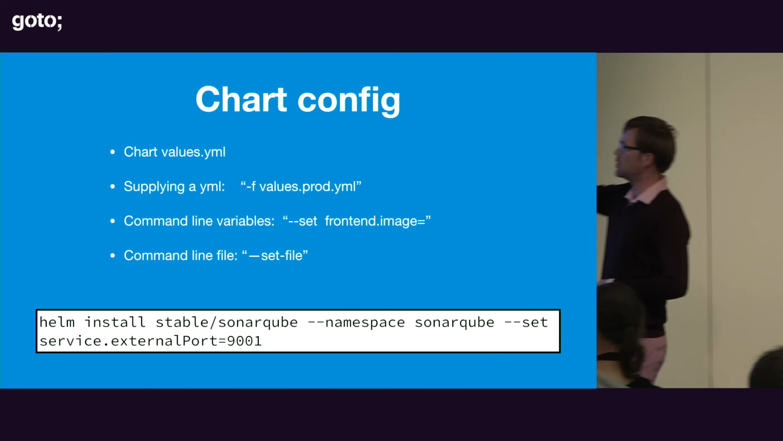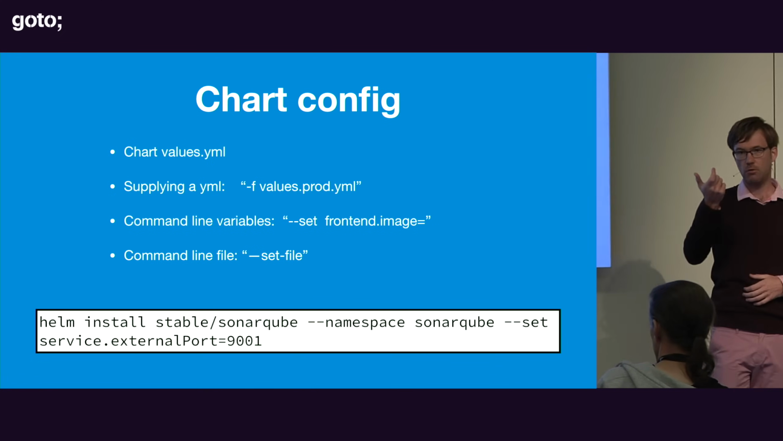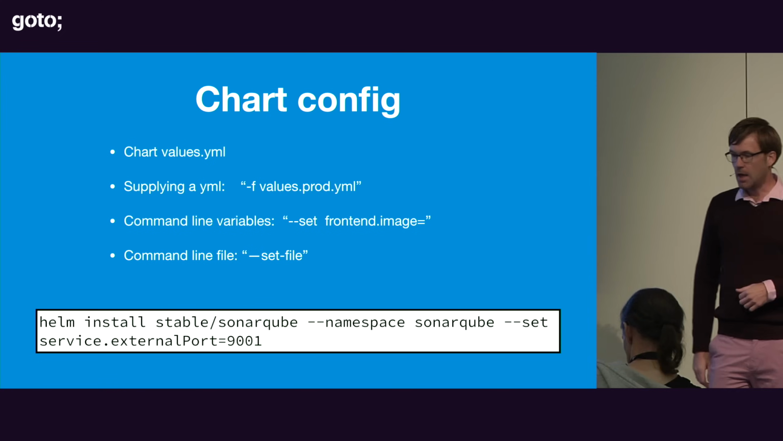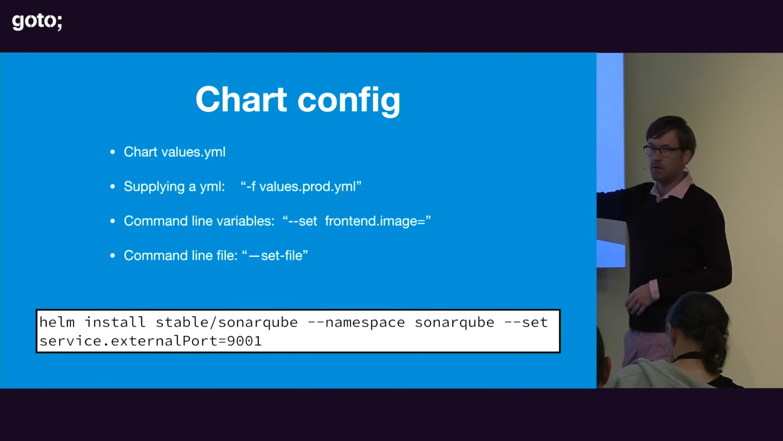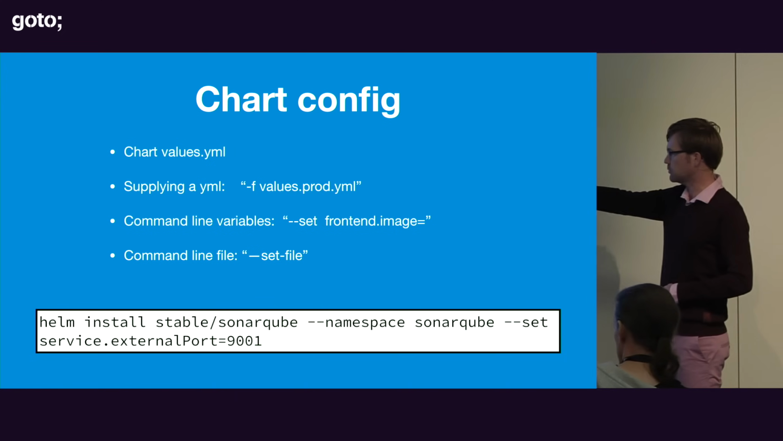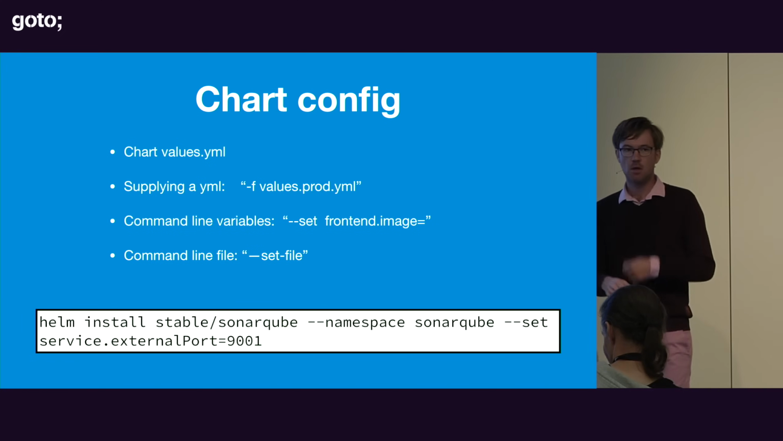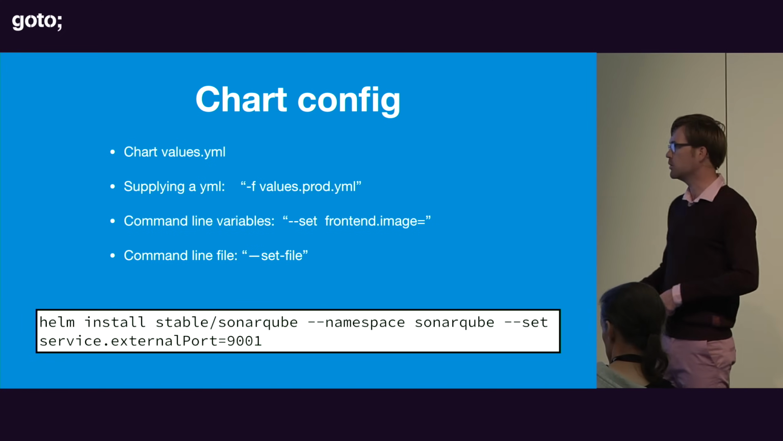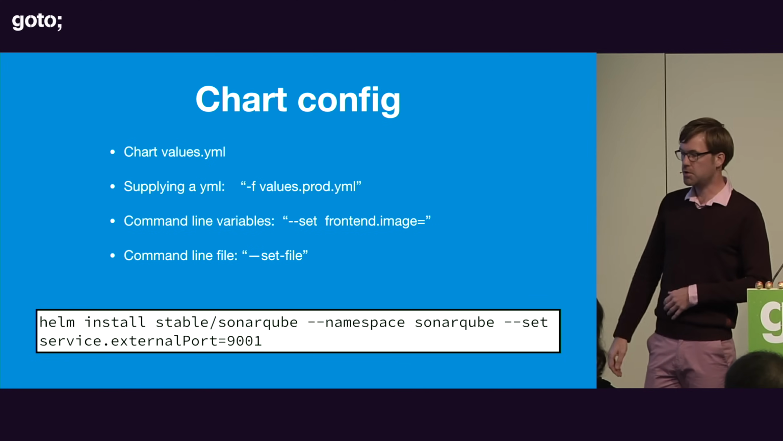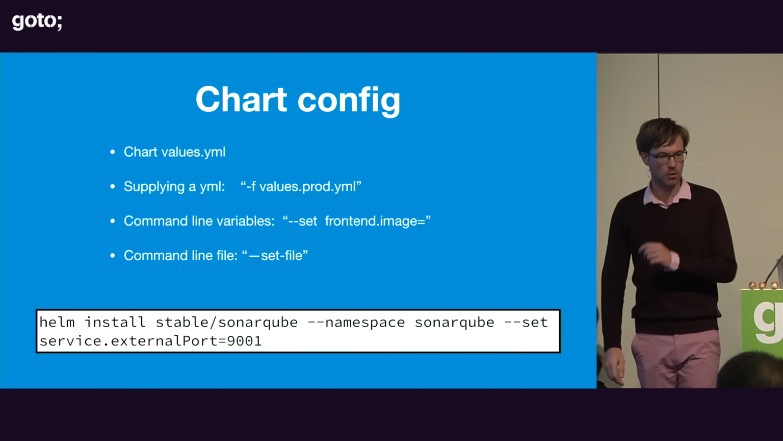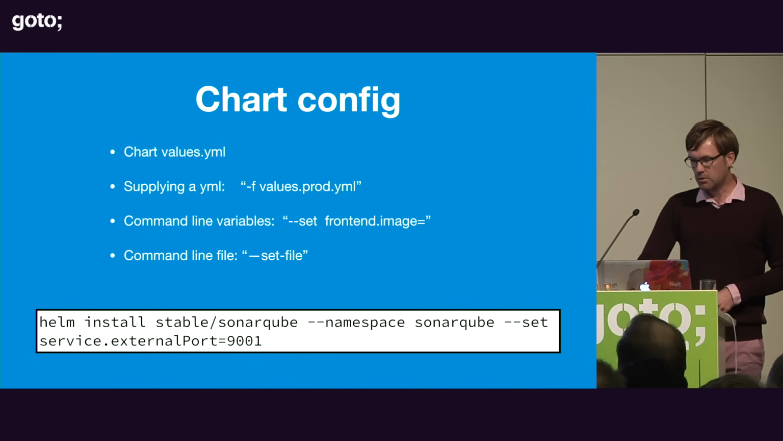The third option I showed, you can also put it on the command line, so overriding specific values. And for instance, if I want to run SonarQube on 9001 instead of 9000, I could do --set service.externalPort=9001, and then it will override the 9000 value, and I can use it on the specific port. And the last option is to use --set-file, and you can just pass a whole file on the command line. So that's about configuration.